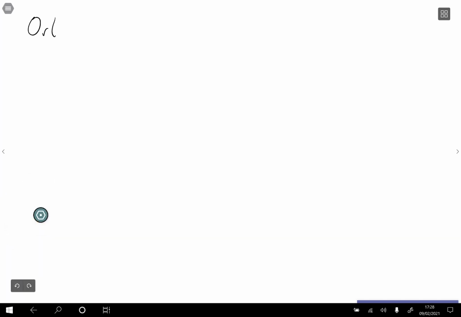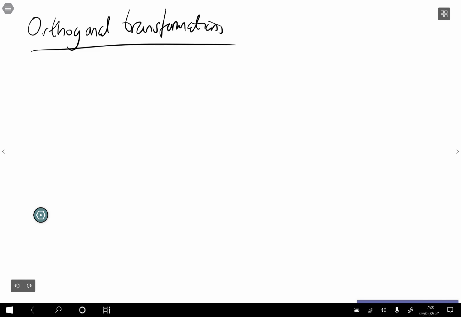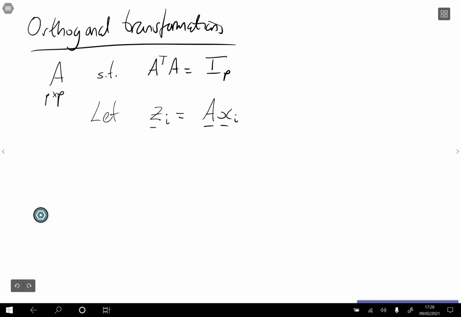And then just finally, we're going to consider the case of orthogonal transformations. So let's consider A, which is a P by P matrix that's orthogonal. So let's say A transposed A is the identity matrix. And let's let our transformed variable Zi be A times Xi. And what happens to PCA in this case?